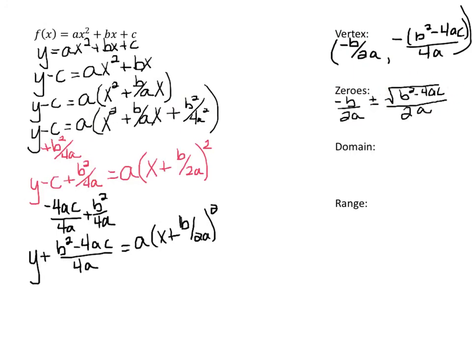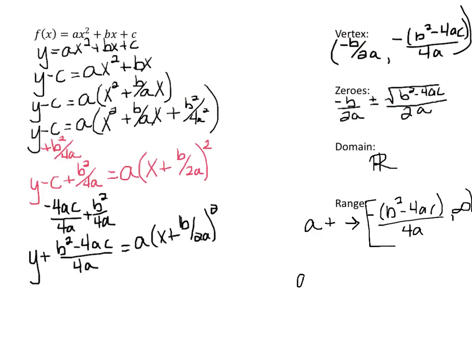The domain is still all real numbers, and the range is kind of hard to say because if a is positive, then the range will be from negative b squared minus 4ac over 4a to infinity. And if a is negative, the range will be from negative infinity up to negative b squared minus 4ac over 4a.